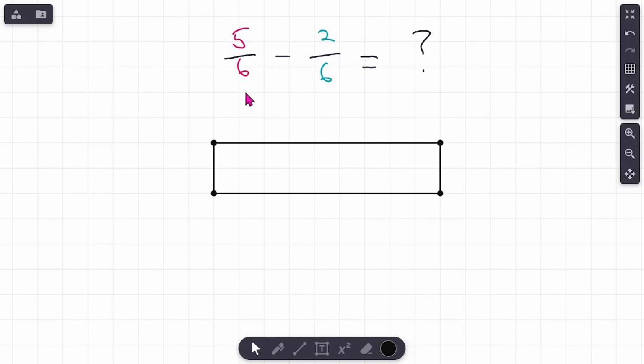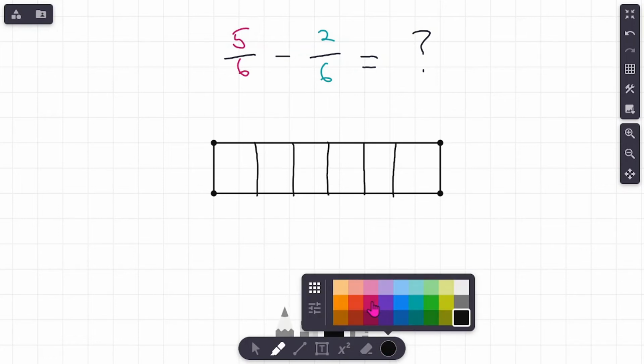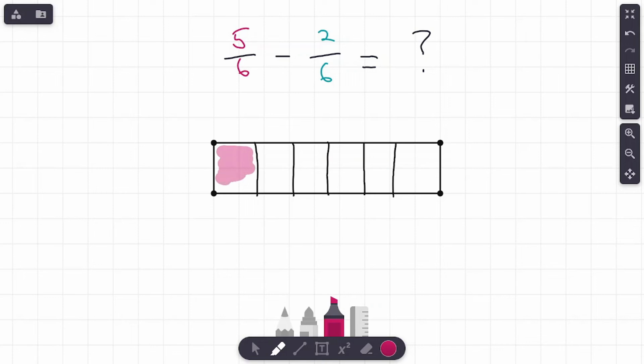So same denominators. Let's draw 6ths in this model. There's 1, 2, 3, 4, 5, and 6. First things first, our first fraction here is 5/6. So let's color in 5/6 because that's how much we have. Okay, let's label that. We've got 1/6, 2/6, 3/6, 4/6, and 5/6.